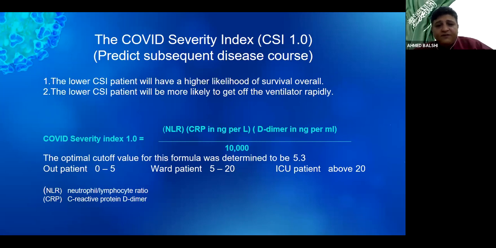When you have a score of 0 to 5, the patient has mild disease and can be treated as an outpatient. When you have a score of 5 to 20, the patient has moderate or mild disease and can be admitted to the general ward. But when the score is above 20, the patient really has severe disease, is very sick, and should be in the ICU.